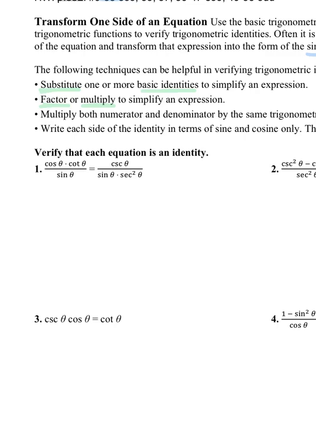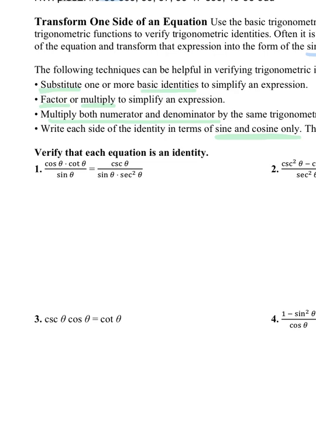If you have a fraction, you can multiply both numerator and denominator by the same trig function. Or you can write each side of the identity in terms of sine and cosine only. So if you have a lot of trig functions happening, just write it in terms of sine and cosine and see if that helps simplify things. Those are some techniques, and I'll show you those in some examples down here. I'm going to be jumping around a little bit here, so just follow along. Okay, starting with number 3.